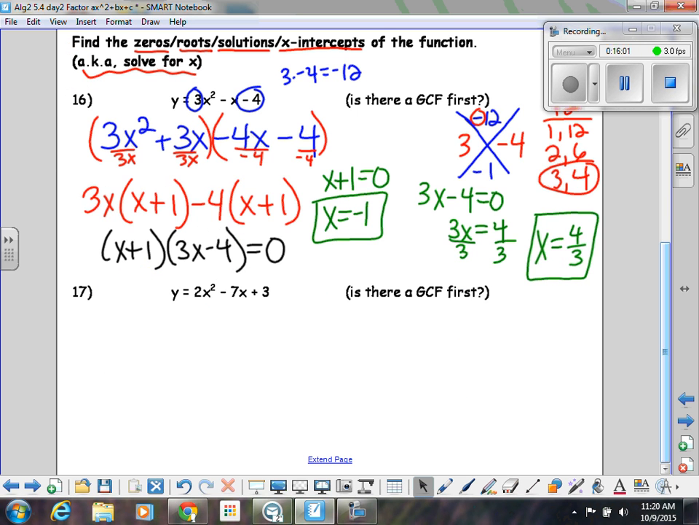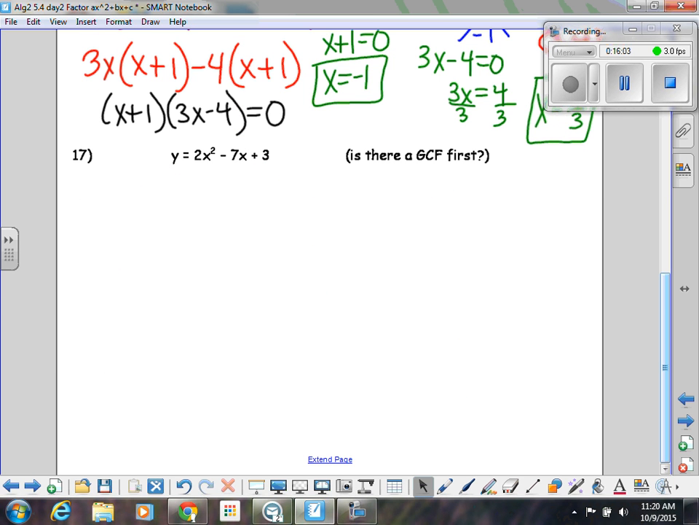All right, let's do one more just so we get the hang of that. So we're solving. There's no GCF, and I can't divide 2, 7, and 3 by anything. So I'm going to do a times c. 2 times 3, that gives me 6. So I'm going to put 6 in the top and negative 7 in the bottom. So I need my factors of 6. So that's 1 and 6 and 2 and 3.